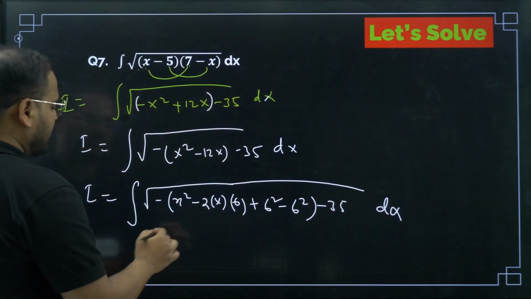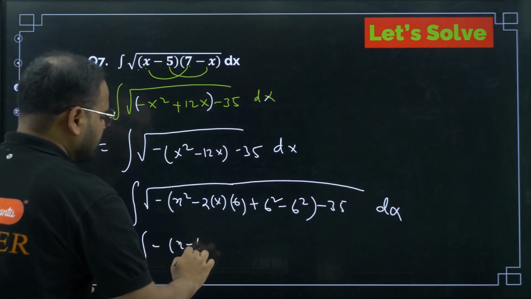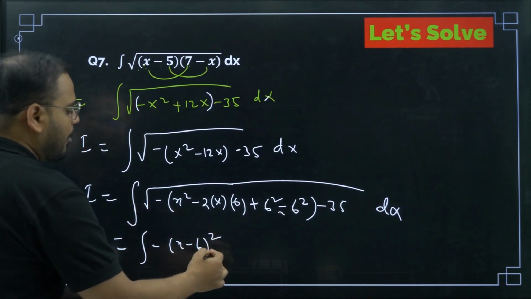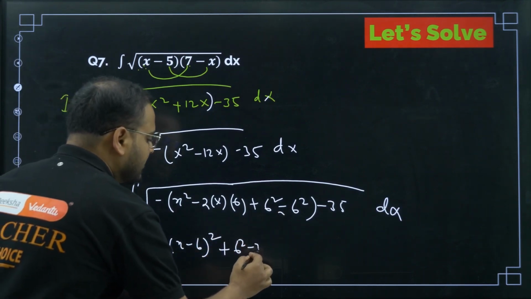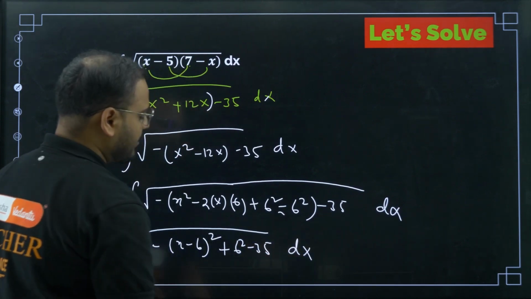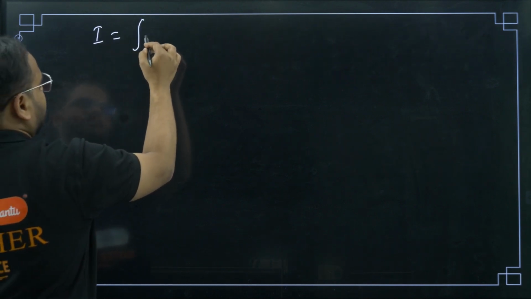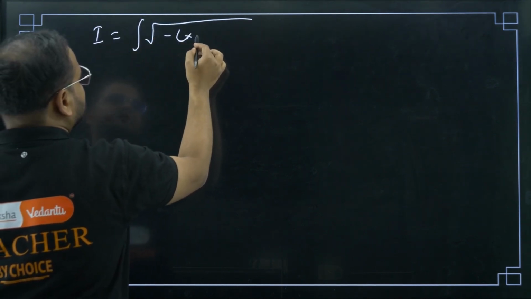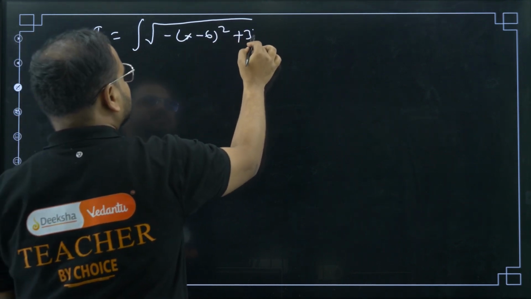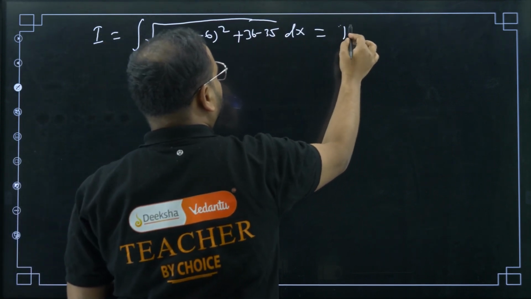Okay, now please check what it is going to transform into. I equals the integral of minus x minus 6 the whole square, and this minus 6 square will become positive when it goes out. Plus 6 square minus 35, the whole thing under the root dx. Please have a look. So I have integration I as minus x minus 6 the whole square plus 36 minus 35. How much is that?